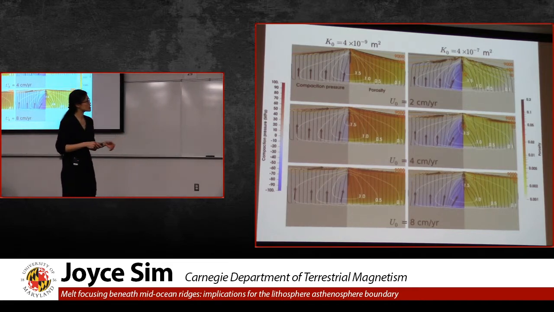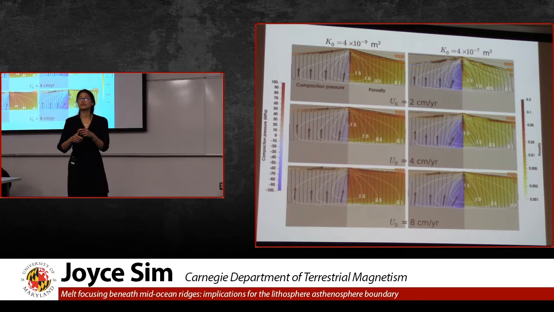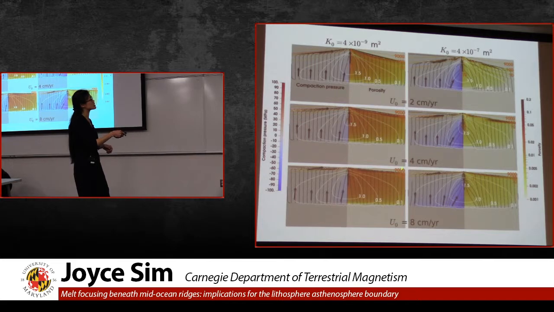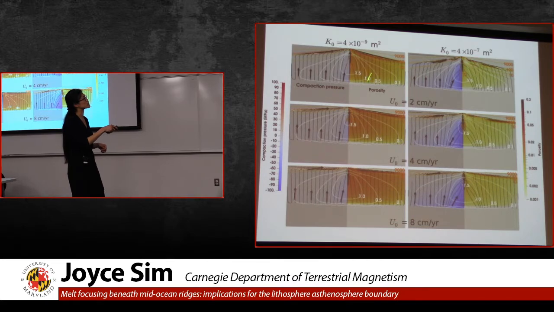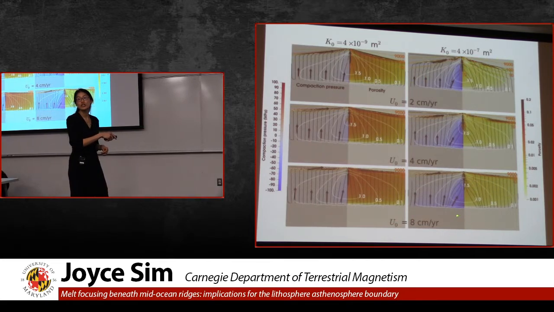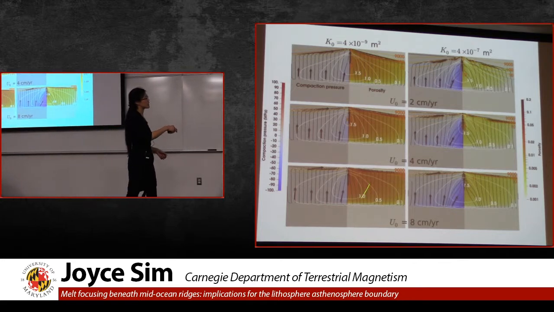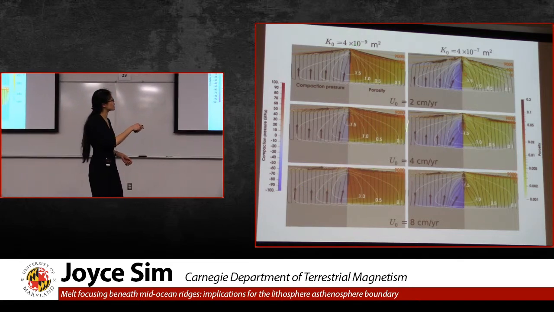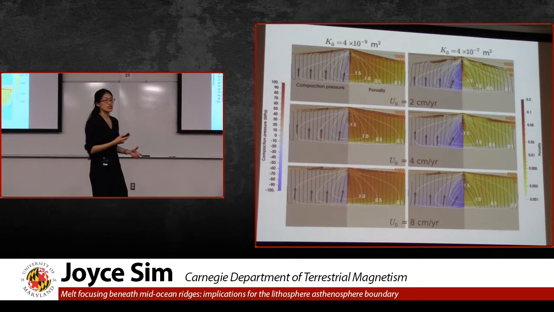So what I've done here is to change the half spreading rate, which is increasing down here in the rows. The top row is for 2 centimeters per year, going up to 8 centimeters per year. So this is half spreading rate, meaning that each side is going at 8 centimeters per year. And on the left column, we have intrinsic permeability that's lower than on the right side, which is higher.